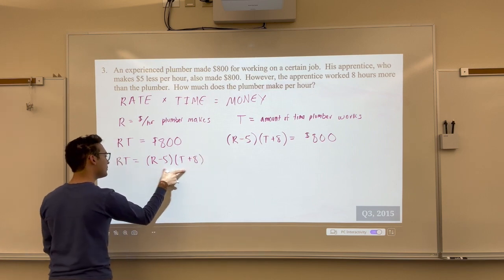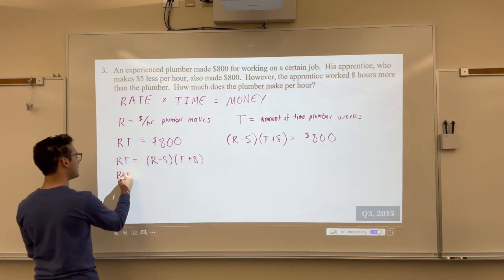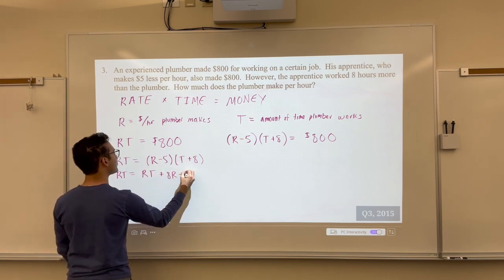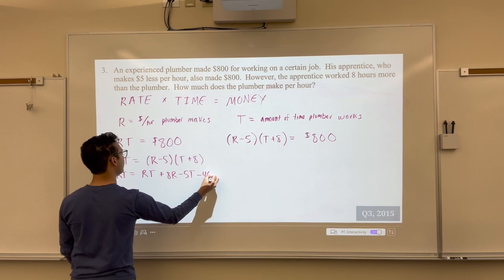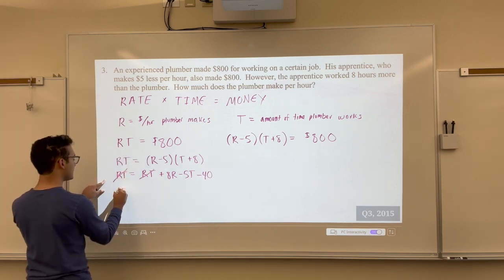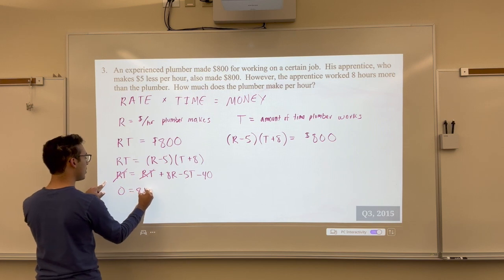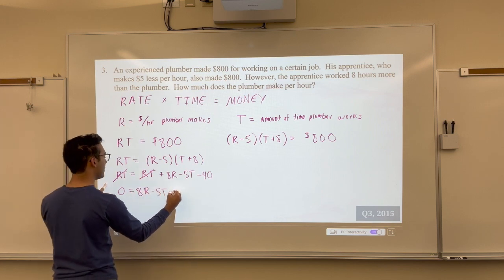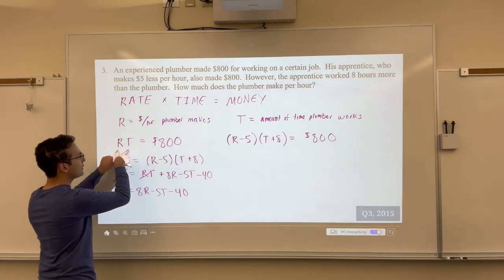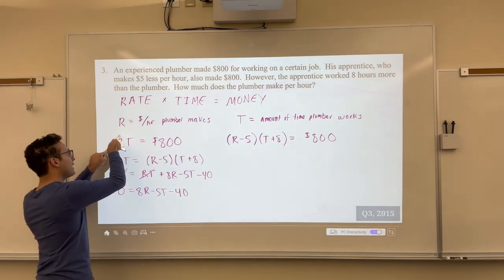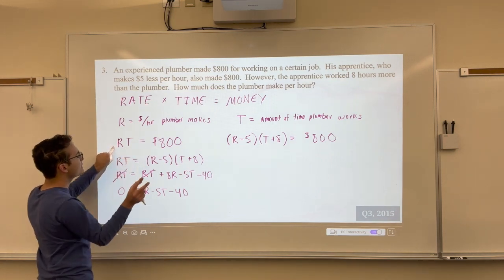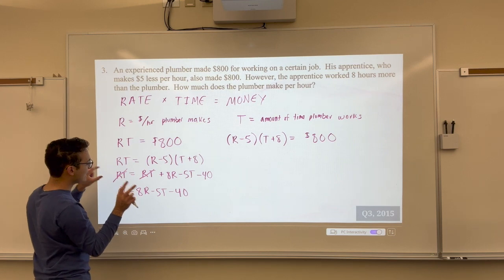Now let's distribute this one. We get that RT is equal to RT plus 8R minus 5T minus 40. And of course, we have RTs on both sides, so they cancel, leaving us with 0 is equal to 8R minus 5T minus 40. Now, taking a look at this equation up here, we want to solve for R. Therefore, it would be very convenient if we could express T in terms of R. So that's what I'm going to attempt to do here.